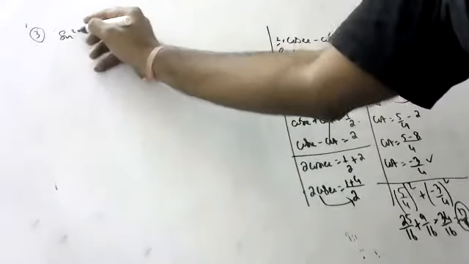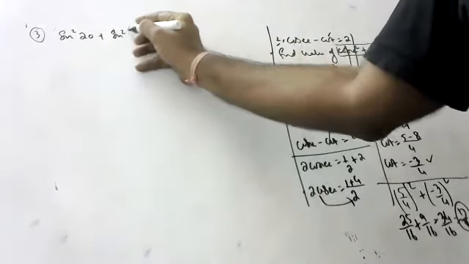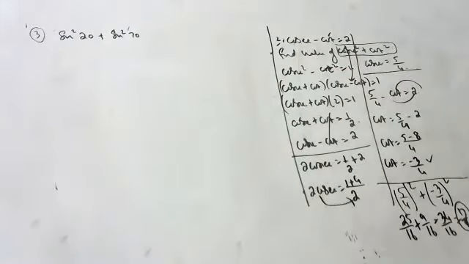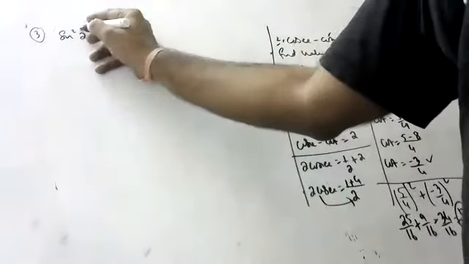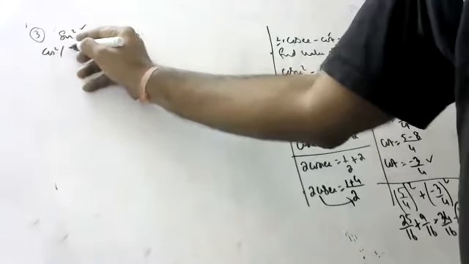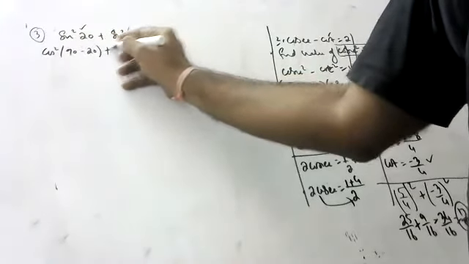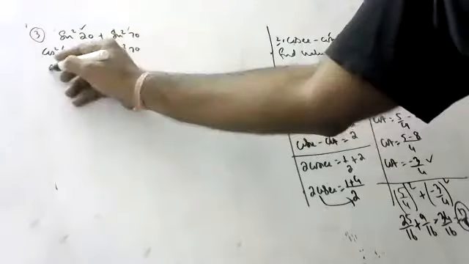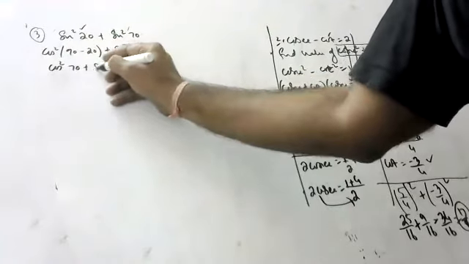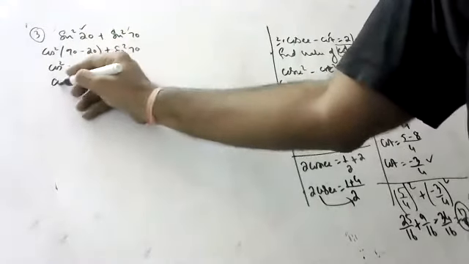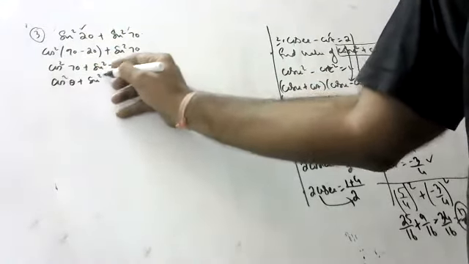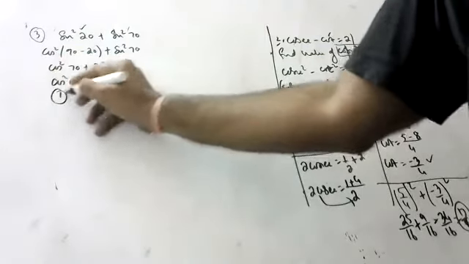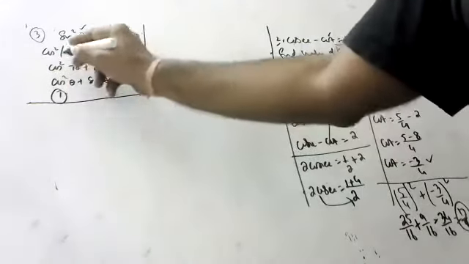Next, third one. The value of sin square 20 plus sin square 70 is how much? It is asking what is the value of sin square 20 plus sin square 70. Okay, children, sin square 20 can be written as cos square of 90 minus 20, plus sin square 70. That is cos square 70 plus sin square 70. Cos square theta plus sin square theta is equal to 1. So the answer is 1.